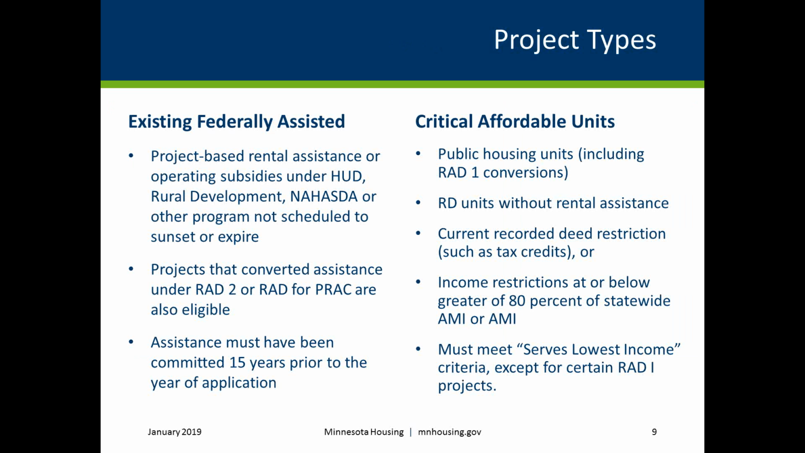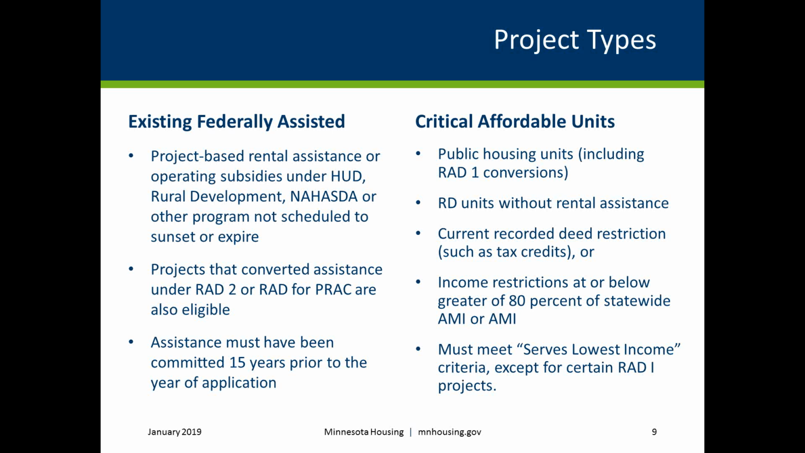The first is existing federally assisted and is defined as any project receiving project-based rental assistance or operating subsidies under HUD, Rural Development, NAHASDA, or other program. The assistance must have been committed to the property 15 years prior to the year of application. The program must not be scheduled to sunset or expire. Properties that have converted their type of federal assistance through the Rental Assistance Demonstration Program Component 2, also known as RAD 2, or through RAD for Project Rental Assistance Contracts, or PRAC, are eligible.